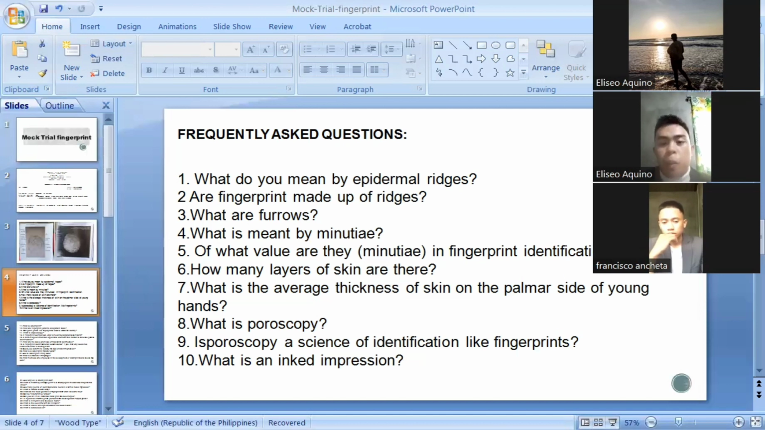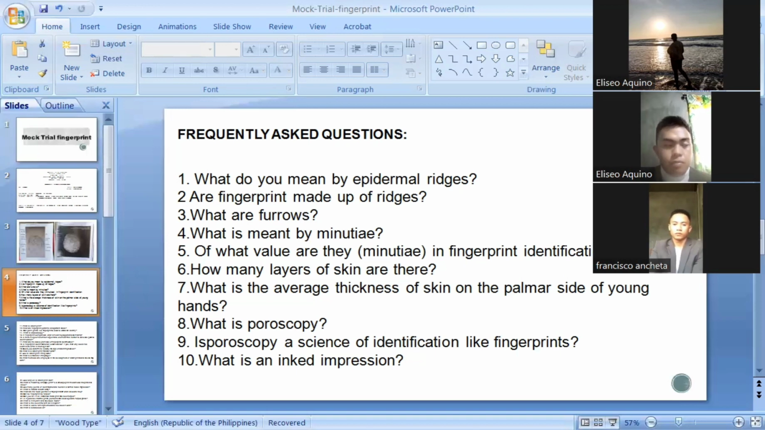What is poroscopy? Poroscopy is the study of sweat pores present on the friction ridges of the palmar and plantar surface, and is a method for personal identification. Is poroscopy a science of identification like fingerprint? Yes, poroscopy is a method of personal identification in which characteristics of sweat pores on the friction ridge impression of palmar and plantar surface are examined.